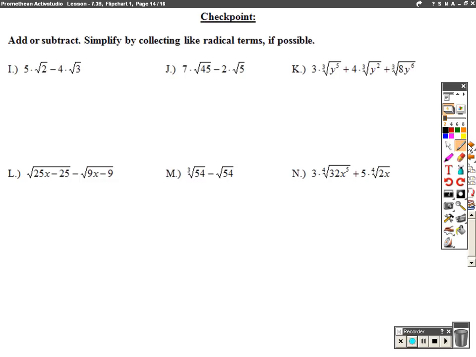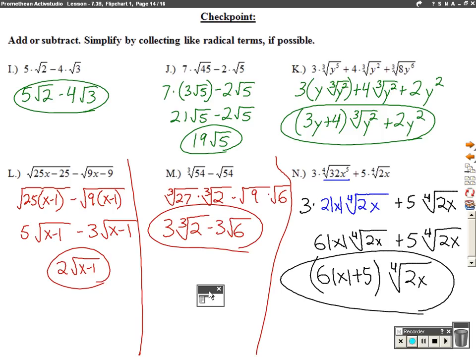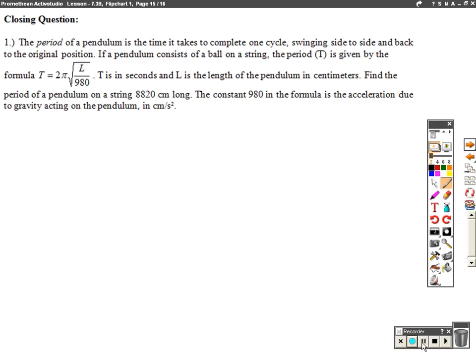Okay, go ahead and finish off these checkpoint problems. Pause and see how you can do. Okay. Go ahead and see how you did on these checkpoints. And finally, we have the closing question. Go ahead and see how you can do with this little word problem.